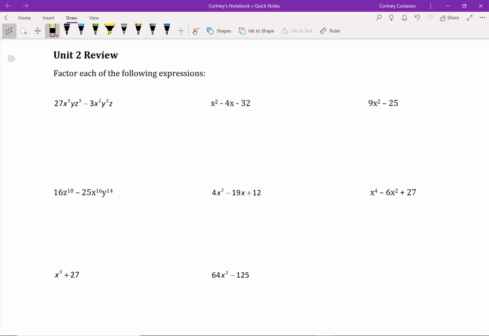Okay, welcome to day 2 of review. Today we're going to be reviewing things like factoring, completing the square, quadratic formula, and curve sketching. Should be a pretty easy one, and I'm not going to do every example. For example, the first one I'm not going to do. This is just GCF factoring, so I'm pretty sure we all know how to do that.